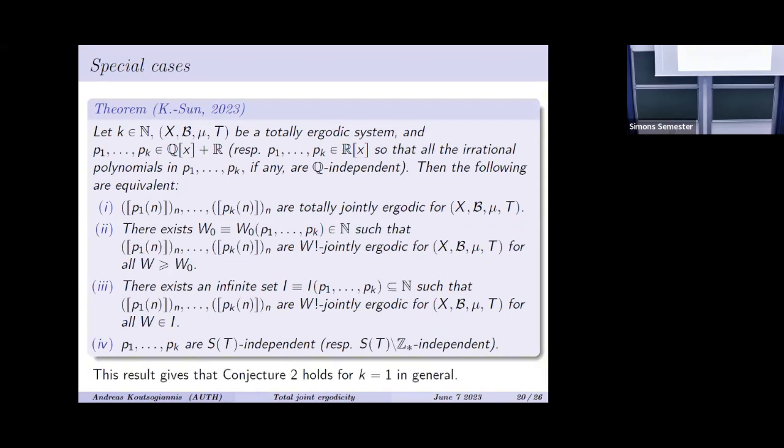Oh, here I wrote again that conjecture 2 follows in general for k equals 1. Do we have any questions so far? I know that I listed too many results. I stopped putting red color on the assumptions because I only work with totally ergodic systems.